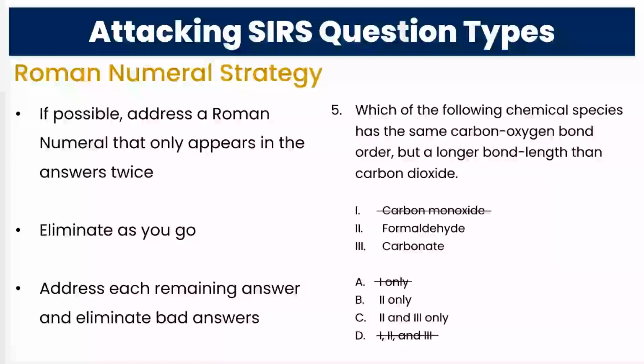So carbonate. Does carbonate have the same bond length or bond order as carbon dioxide? So what's the CO bond order in carbon dioxide? Dang it. Try again. What's the bond order in carbonate? What's the bond order in carbonate? Because we already know carbon dioxide's 2.